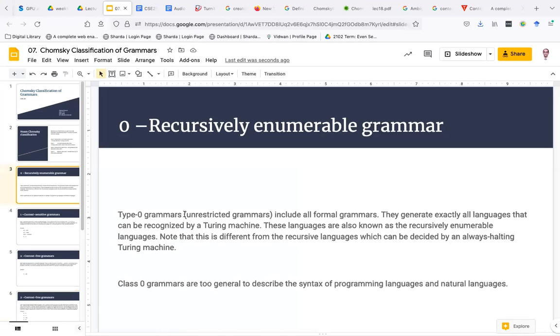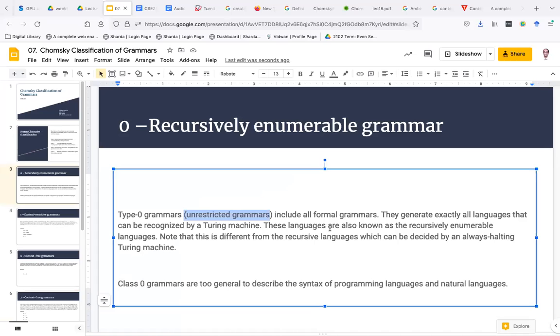Type 0 are unrestricted grammars. मतलब उनमें कुछ भी चलेगा. They generate exactly all languages that can be recognized by a Turing machine. The languages which are called as recursively enumerable languages. Just difference यहाँ पे. इनको आप unrestricted languages नहीं बोलते. We don't call them unrestricted languages. We call them recursively enumerable languages. And the machine that can be used to accept these languages is called as a halting Turing machine or Turing machine.